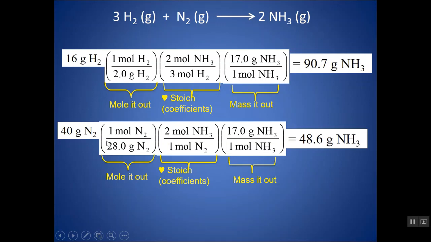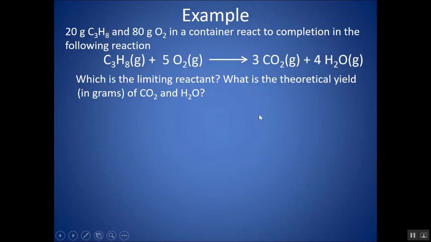Well, my limiting reactant is the reactant that produces the least amount of product. So my limiting reactant would be the N2, the nitrogen gas. And my theoretical yield of ammonia, my most amount of product that could theoretically be made, is 48.6 grams because this is the smaller amount here. Take one more moment and try this example and then check your work.